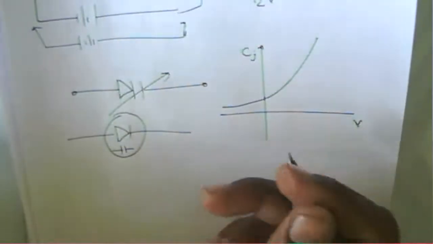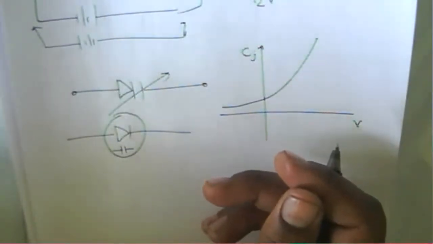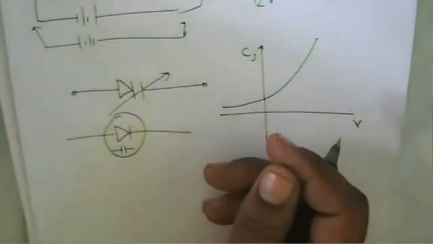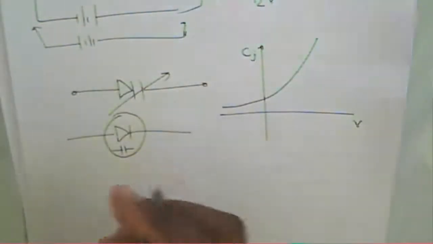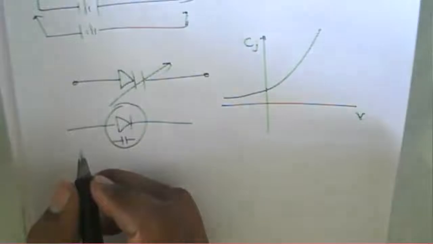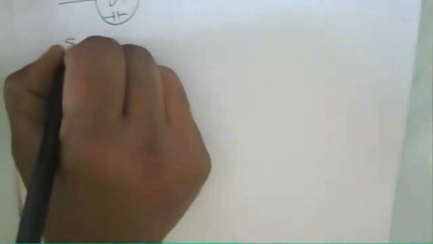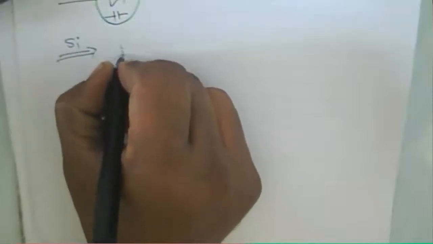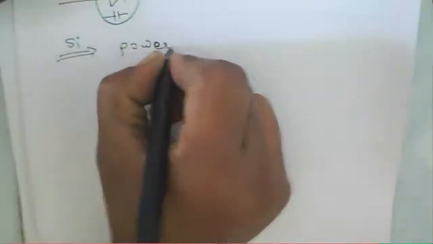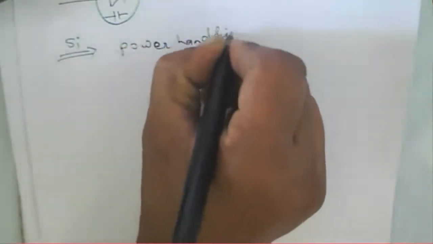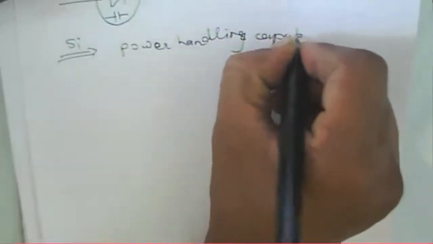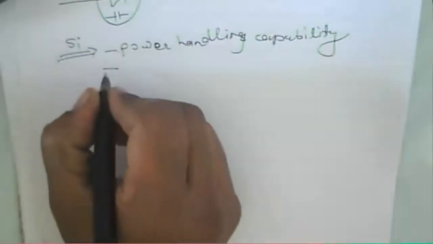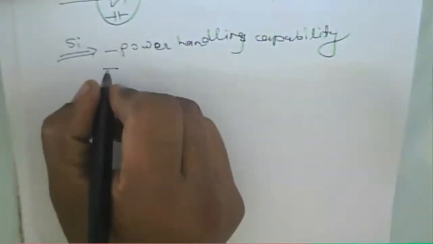This varactor diode can be constructed using silicon or gallium arsenide. If we consider silicon, the power handling capability of this diode will be large. It can withstand a large reverse voltage. If it uses Si material, then what happens? Power handling capability.